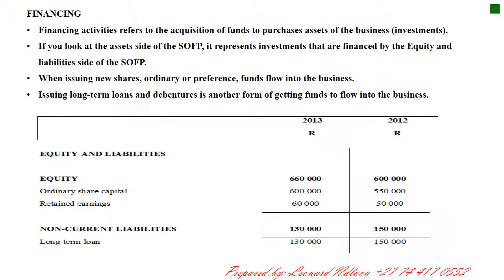Financing. Financing activities refers to the acquisition of funds to purchase assets of the business, that is investment. If you look at the asset side of the statement of financial position, it represents investments that are financed by the equity and liability side of the statement of financial position. When issuing new shares, ordinary or preference, funds flow into the business. Issuing long-term loans and debentures is another form of getting funds to flow into the business.